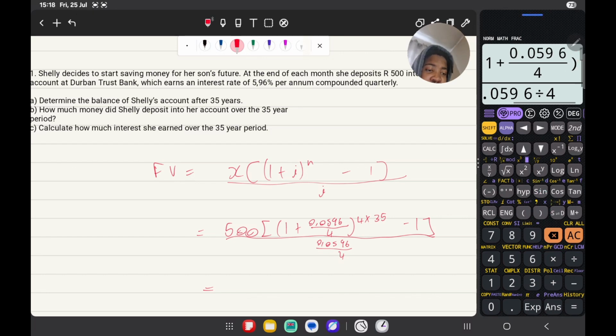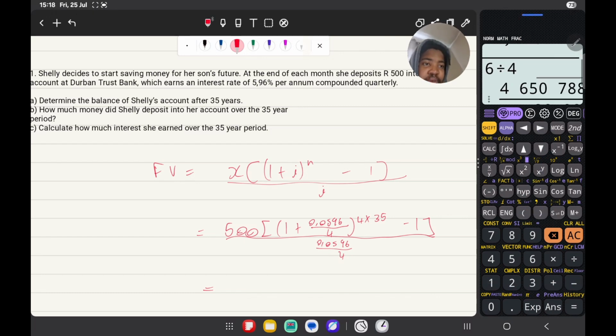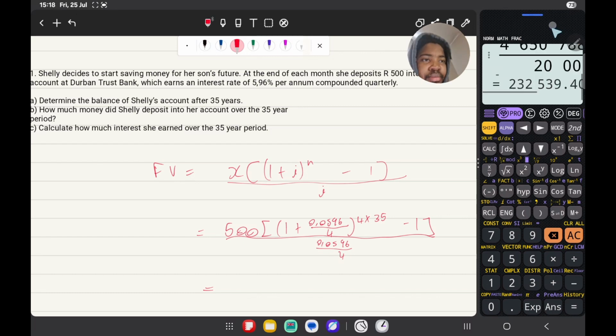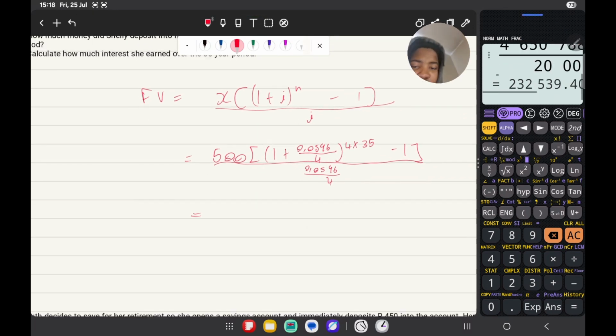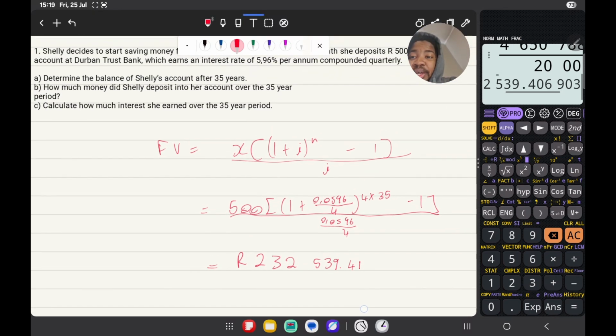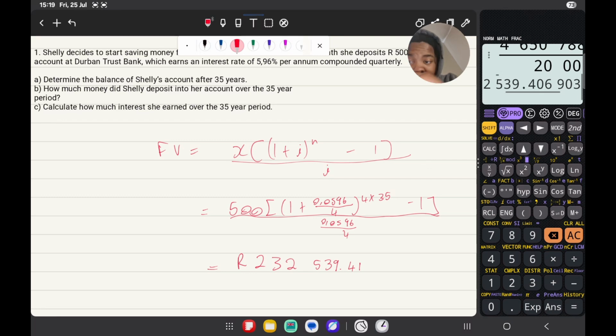Cool, to the power of 4 times 35 minus 1, close, right? And the value is gonna be 4.1. So that is how much Shelly will be having at the end of 35 years.